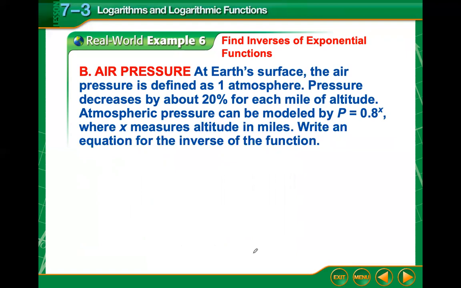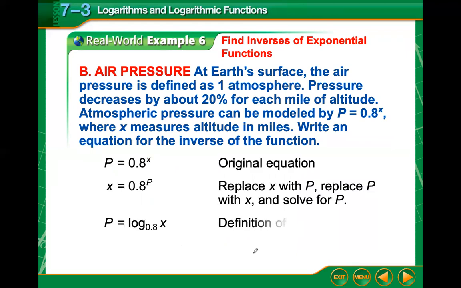Part B of this is write an equation for the inverse of this function. So we're going to switch X and P, and then we're going to have to solve for that by rewriting it as a logarithm. So P equals log base 0.8 of X.